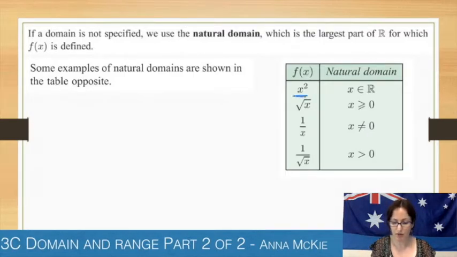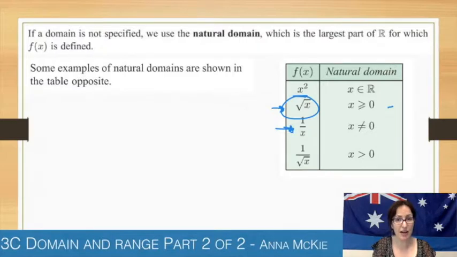So x squared can have all values of x. The square root of x, have a think. What happens when that's negative? It becomes an imaginary number. So for the real values, the square root must be greater than or equal to 0. It's okay to be 0.